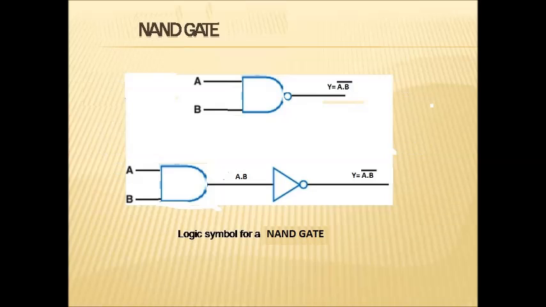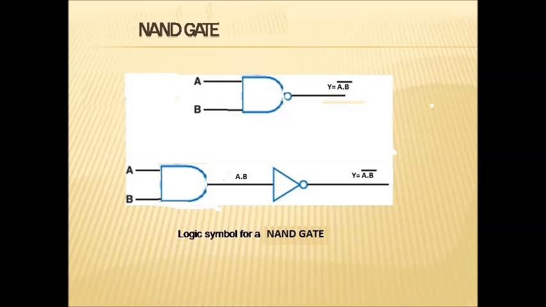Here you can see the logic gate symbol of a NAND gate. A and B are the two input lines. It produces an output Y is equal to A dot B the whole bar, that is the negation of A dot B.